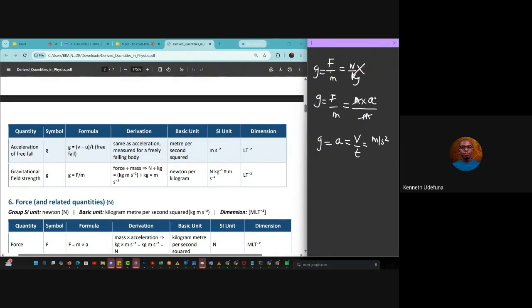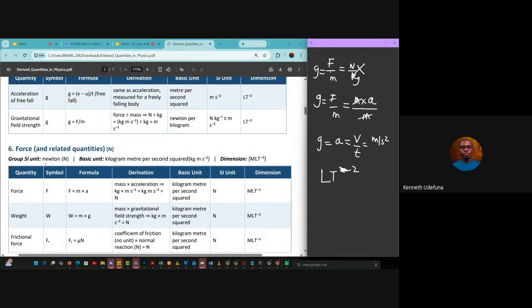Now, since I've explained this and you understood all this, this is what you're going to do for me now as a task. We've written the dimension. The dimension of this one is LOT minus 2. Yes, this is the dimension. So now, your task is you continue from quantity number 6.